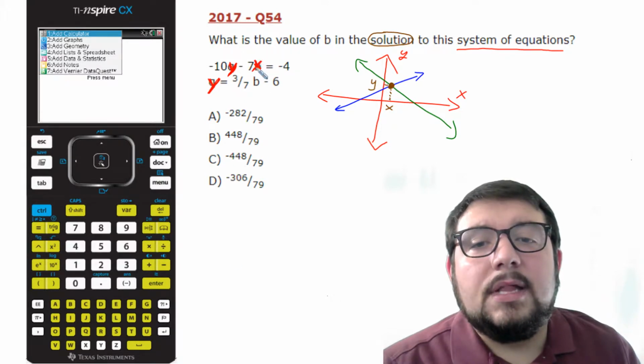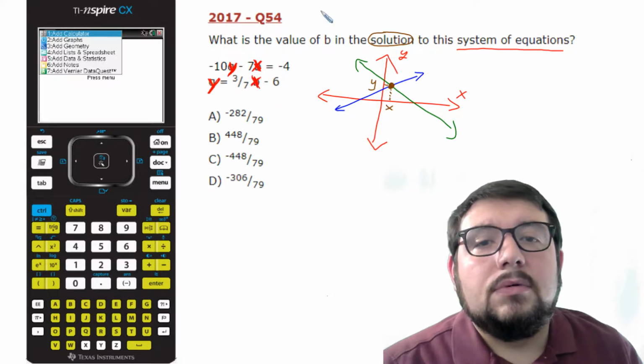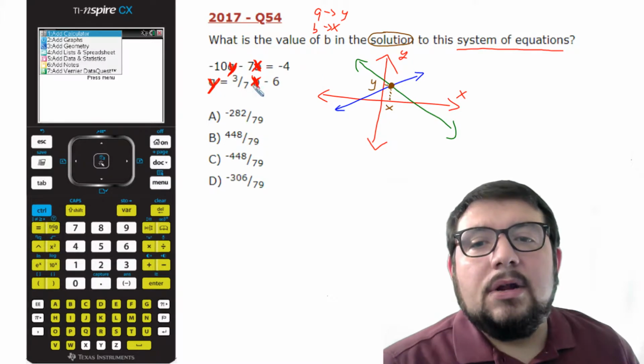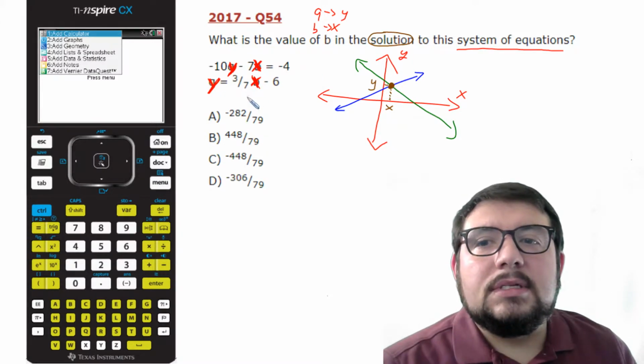Why did I bother doing that? Well, remember, take some notes. Q became y and b became x. That's very important to remember because in our graphing calculator, most of the time, especially in the TI-Nspire, we cannot use the letters Q and B to make a graph. We have to use X and Y. So that's why I took the time to do this.